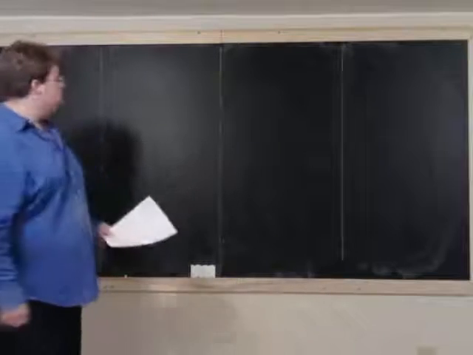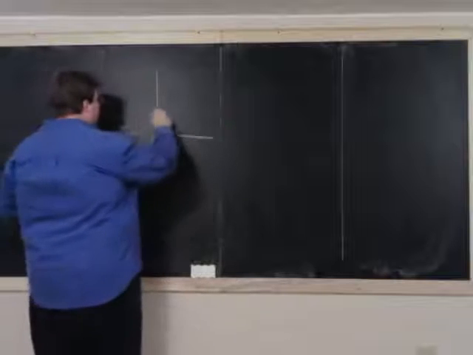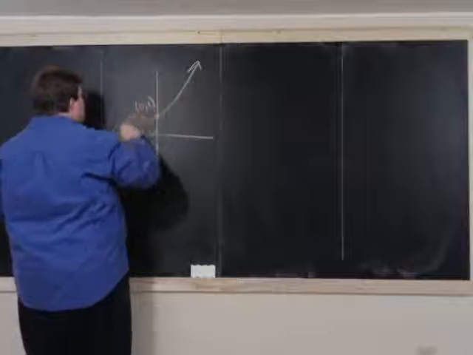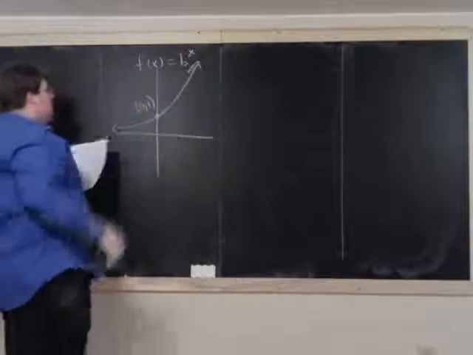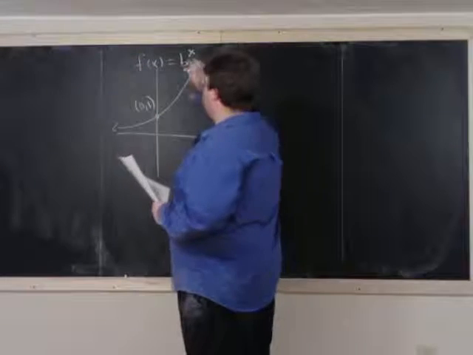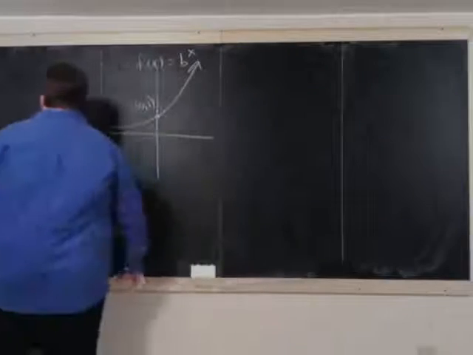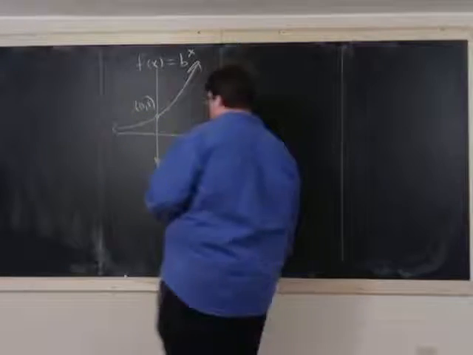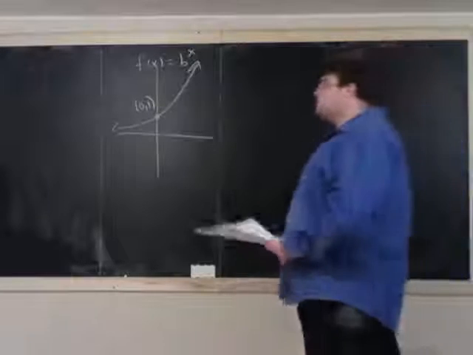Now, in general, an exponential function will look like 2 to the x and 3 to the x. It'll go through this point 0, 1. It'll go up on the other side, down on the other side. We're going to assume, for convenience, that this b is larger than 1. But we notice that this will satisfy the horizontal line test. Now, what does that mean if it satisfies the horizontal line test? That means f inverse exists.